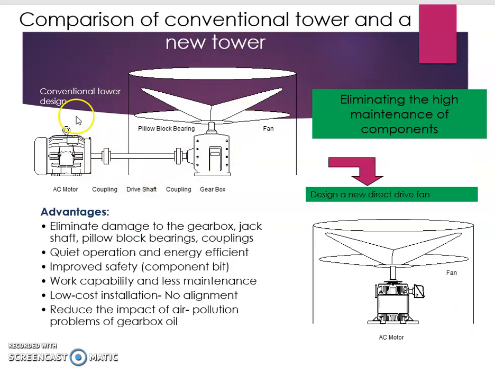This is the conventional tower design. We have the motor outside of the cooling tower, then the gearbox here and the fan here. But now we eliminate the different locations of the motor and fan, and we just put them in one location, which is the direct drive, with the motor and shaft directly to the fan. It is installed inside the cooling tower, so we eliminate the high maintenance of the components.